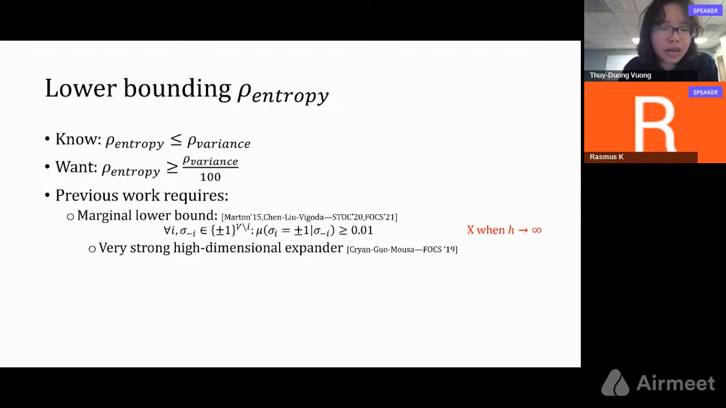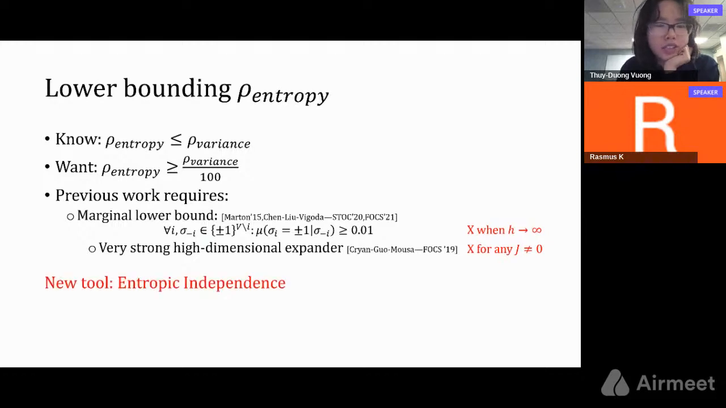Another way to establish this lower bound on entropy conduction is through proving that mu is a very strong high-dimensional expander. This is by the work of Chen and Eldan, and others, in FOCS 19. But again, this doesn't apply to us, because this strong high-dimensional expander assumption doesn't hold when the interaction matrix is anything non-zero.